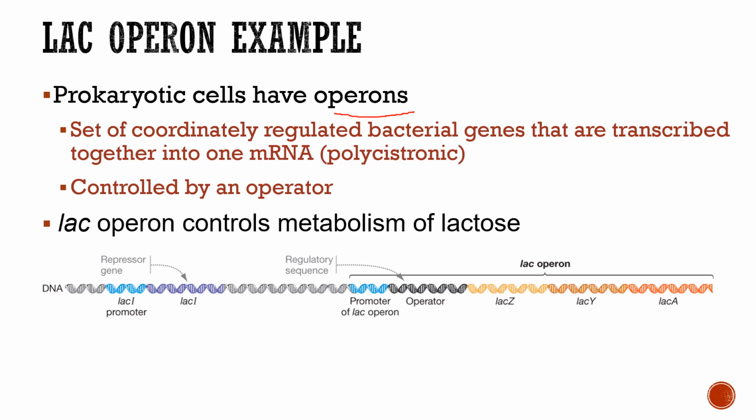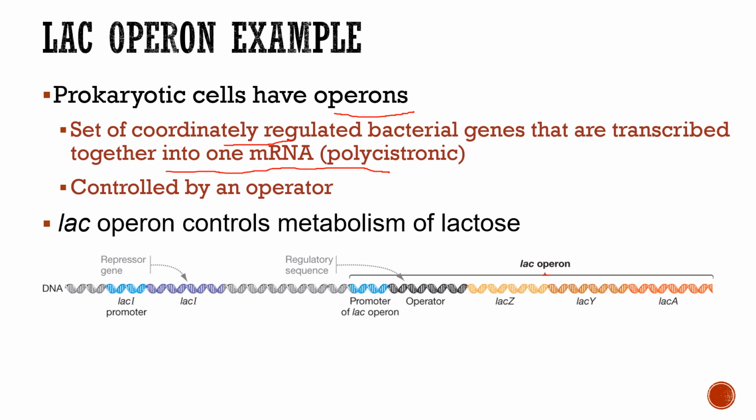So in bacteria, these operons, which we do not have, but an operon is just a set of coordinately regulated genes that are transcribed into one long mRNA. So it's an mRNA molecule that is made up of multiple genes, and so it's called polycistronic. Again, this isn't something we see in eukaryotes, but prokaryotic cells do have them.